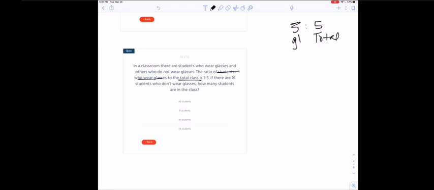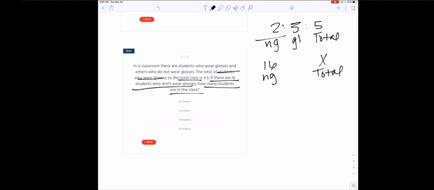So if my 2 parts, or my parts all add up to the total, and my total is 5 and one of the parts is 3, the other part is 2, because 2 plus 3 is 5. And this is no glasses. Okay? So what else does the question say? 16 students who do not wear glasses. So 16 no glasses. And then it asks us how many students are in the class, or what's the total. So x total. Okay, now we have 2 no glasses, 16 no glasses, 5 total, x total.